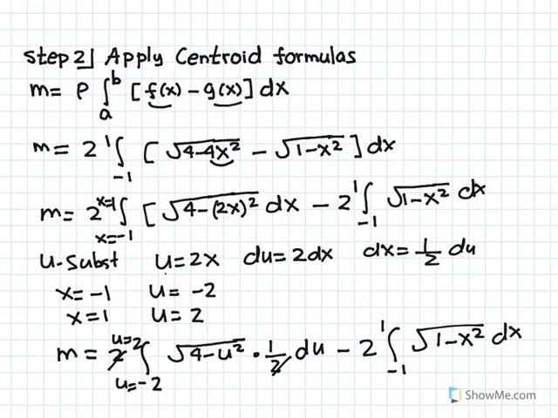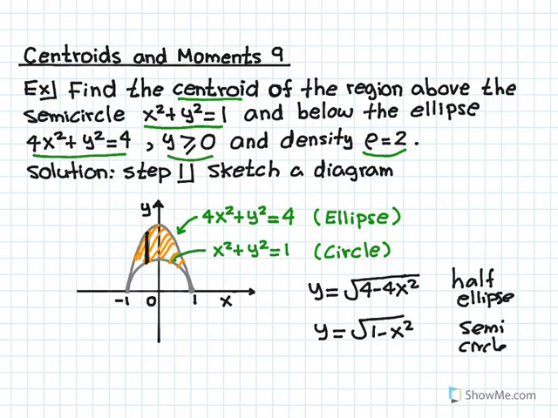So the moment with respect to the y-axis is equal to 0. The reason is because the region is symmetric about the y-axis. If we look at the graph on page 1, you can see this region is symmetric about the y-axis. This part here is exactly the same as this part here. So the moment with respect to the y-axis will be 0.